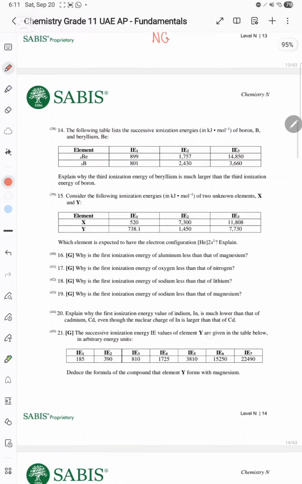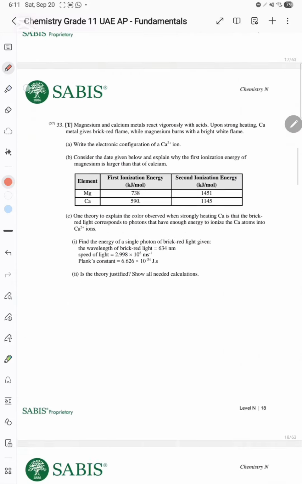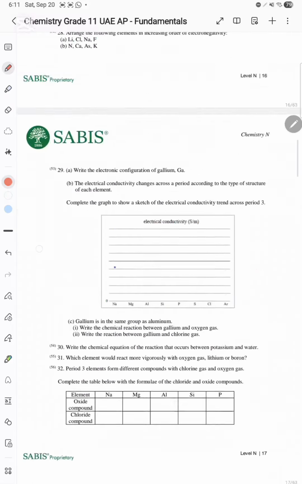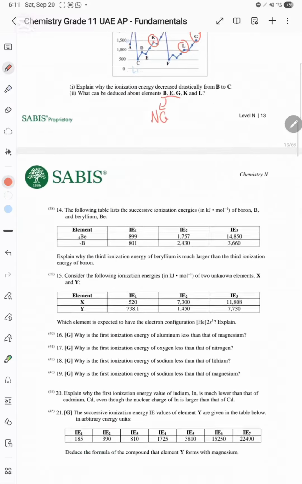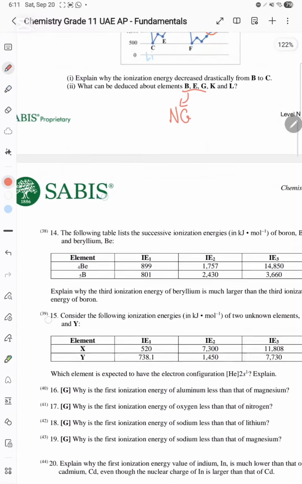Now, question 14. Wait, how many pages do we have left in this chapter? It's not that long, by the way. Yeah, we only have till question 33, and we're on page 1, 2, 3, 4. Yeah, we have 5 pages left. But these questions are really nice, these ones.